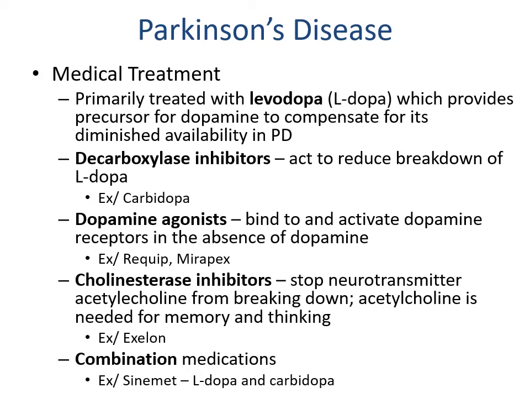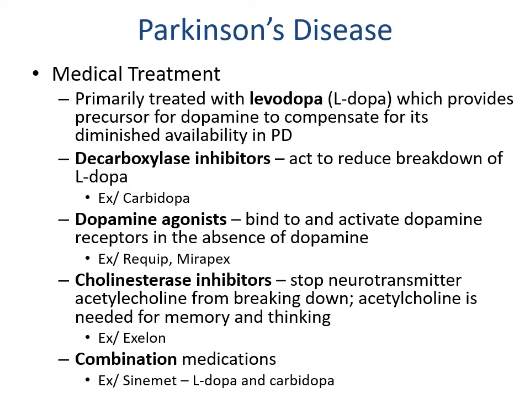So the medical treatment, which I'm sure so many of you probably already reached, is that if it's a loss of dopamine-producing cells, why don't we just give them dopamine? And it's kind of what we do. So this is primarily treated with levodopa or L-dopa, which is actually the precursor for dopamine to compensate for the diminished availability. So instead what we do is we actually give them the precursor, and then the body itself will convert it to dopamine. If we were to give you the dopamine itself, it would probably be damaged too severely by the digestive tract to have any real function.